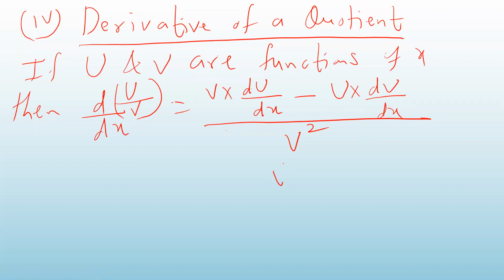Here v is not equal to 0, because if v becomes 0, then the denominator will become 0. So that will be meaningless. You cannot have 0 in the denominator. So let us solve the problems based on this rule. Let me take a very simple problem first.